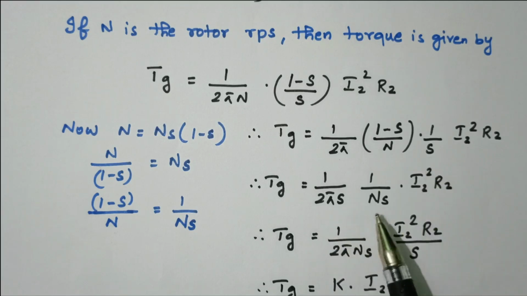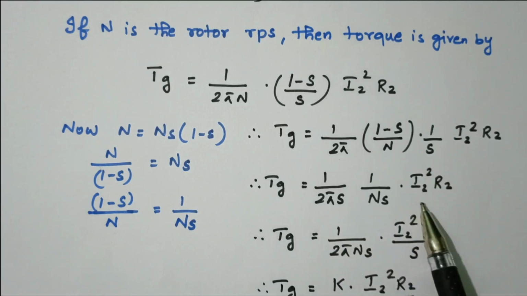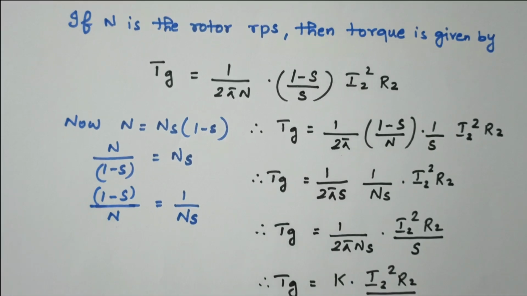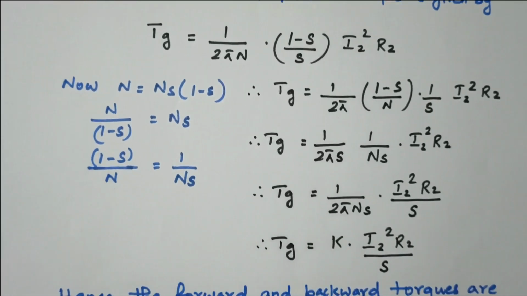This s is available here. 1 divided by ns, I2 square R2. Right. Now we'll go for further simplification. 1 divided by 2 pi ns. This ns is written here. This s is combined with this, I2 square R2 divided by s. So finally what we have, this can be written as constant, 1 divided by 2 pi ns, constant, I2 square R2 divided by s. Right. So this is the normal torque developed by the rotor.